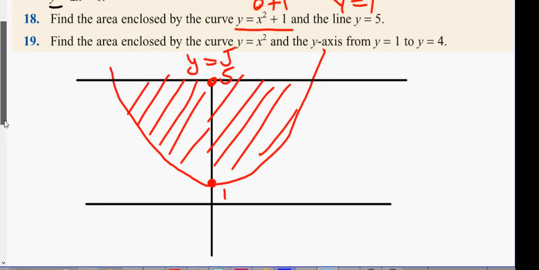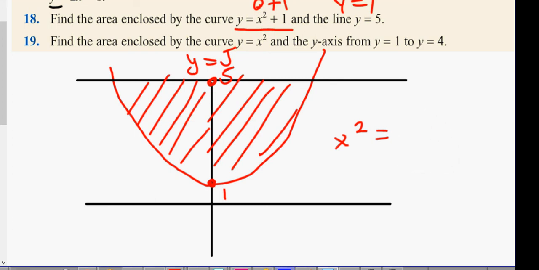So when I get x on its own, I'm going to get x squared equals, what does x squared equal? Oh, sorry. x squared equals y minus 1, excuse me.